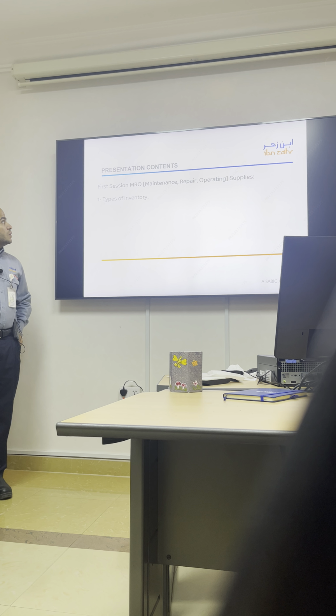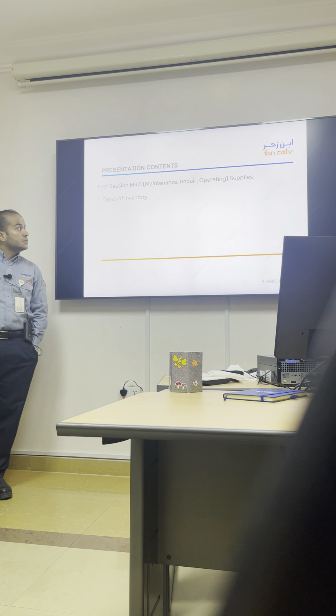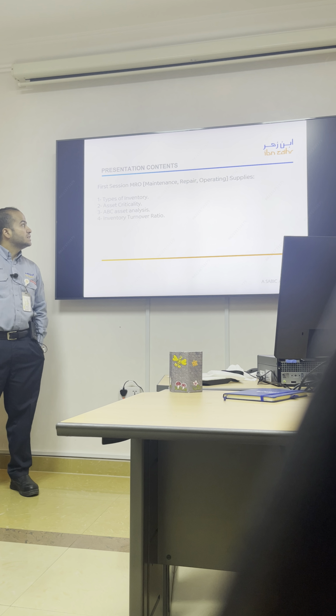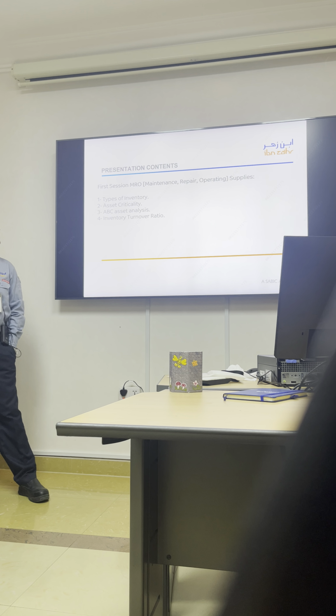We will talk on MRO. First one, types of inventories. Next one, asset integrity. Third one, ABC asset analysis. Next one, inventory turnover ratio. Next one, EOQ, economic order quantity. Next one, the reorder point in unit. It's called ROP. Next one related to SKU, or stock keeping unit. This will be discussed today, inshallah, in this session.